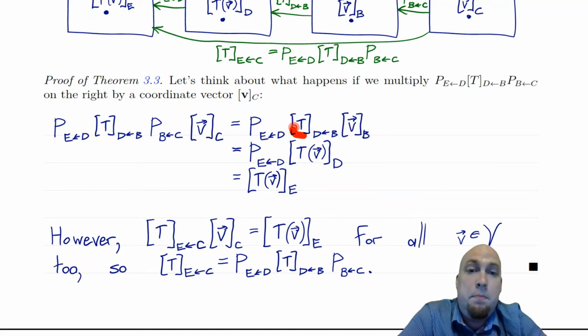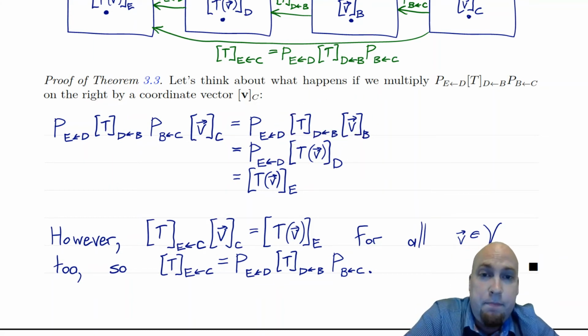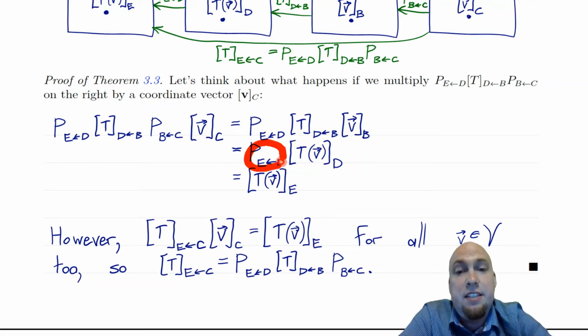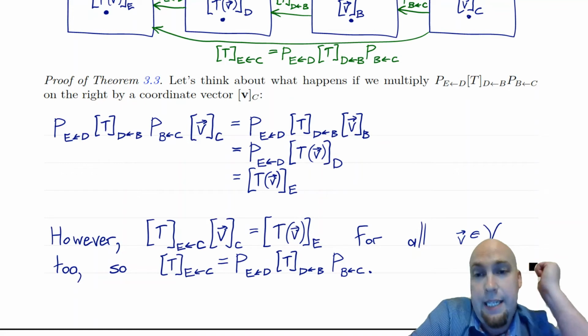Well, it's going to apply T to v, and it's going to change the basis to D. So this is just going to equal T of v with respect to D. Great. And then the last piece, now just do the product of these two things, this matrix and this vector, and it's just going to change the basis from D to E. So this whole thing here is just T of v with respect to E.